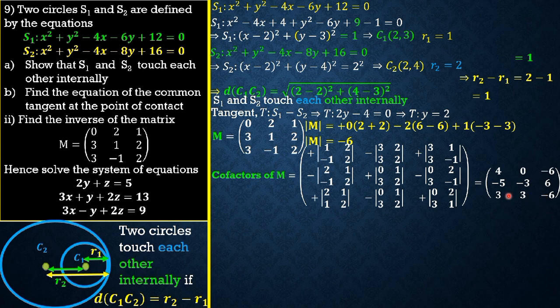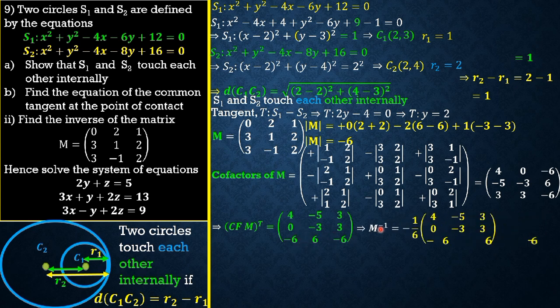Then now, guys, we have to get the transpose of these cofactors. The transpose is interchanging the rows as columns, putting columns as rows. We are going to have 5, minus 4, minus 5, 3, 0, minus 3, 3, minus 6, 6, minus 6. Now, guys, the inverse of m is given as 1 over the determinant multiplied by the adjoint of the matrix. So this is what we're going to have, guys.